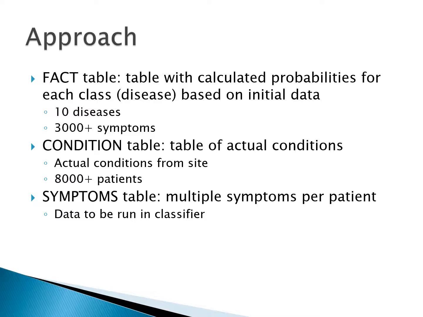The second table is the condition table. This is the table of the actual conditions, taken from the site before being run through the classifier. It includes 8,000 plus patients. The third table is a symptoms table, which includes multiple symptoms per patient. This is the data to run the classifier and then check against the actual conditions.